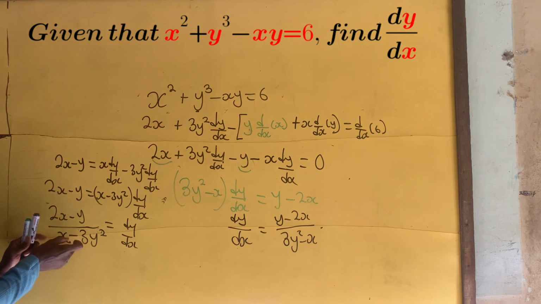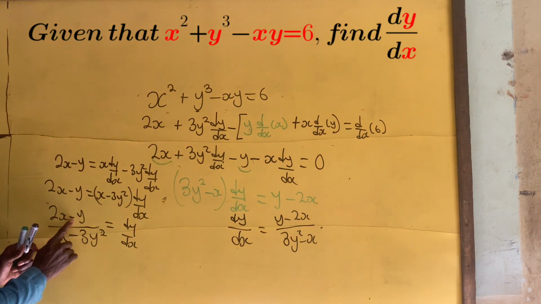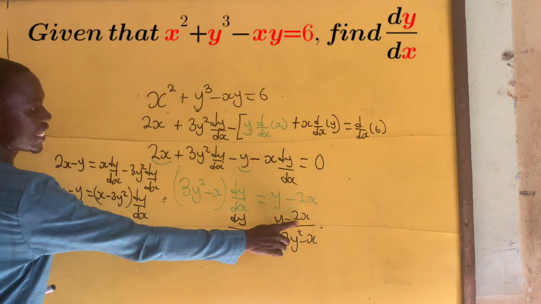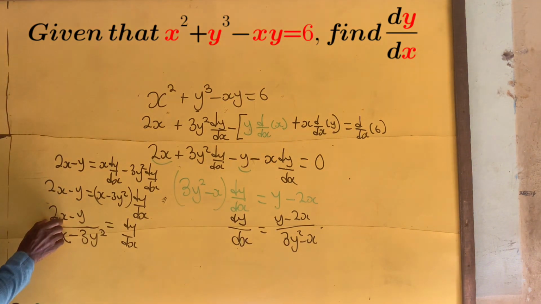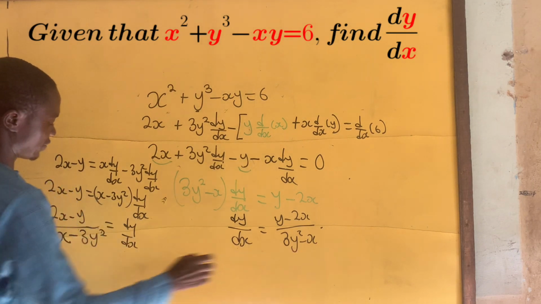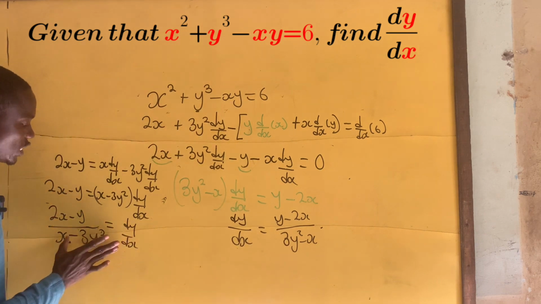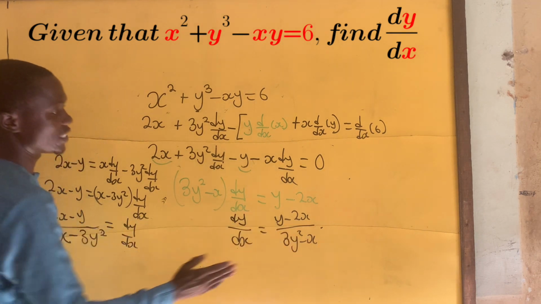Wow. So you see that here, y is positive, here y is negative. Here 2x is negative, here 2x is positive. Then this one too, x is positive, x is negative. 3y squared is negative, 3y squared is positive. So if you do this, you are right. If you do this, you are right.